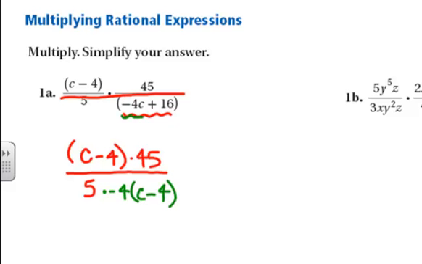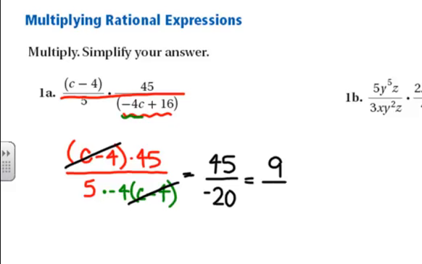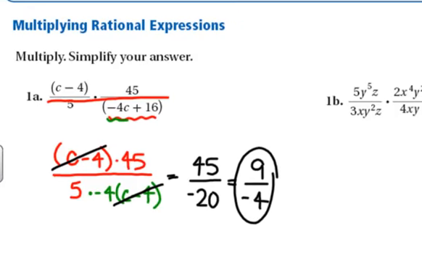So once I did that, I can see that some stuff is starting to cross off. I have c minus 4 on both the top and the bottom that can go away. And then I'm left with the number 45 over negative 20. And that's something that, again, we can simplify. 5 goes into both of those numbers. It goes into 45 9 times, and it goes into negative 20 negative 4 times. So 9/4 is what that big, giant, messy expression simplified to.